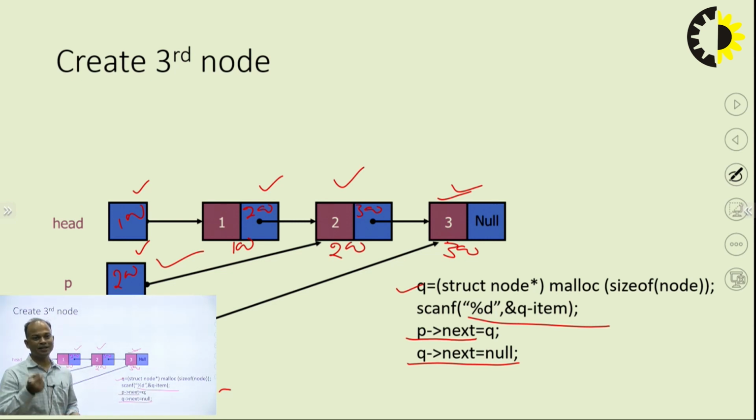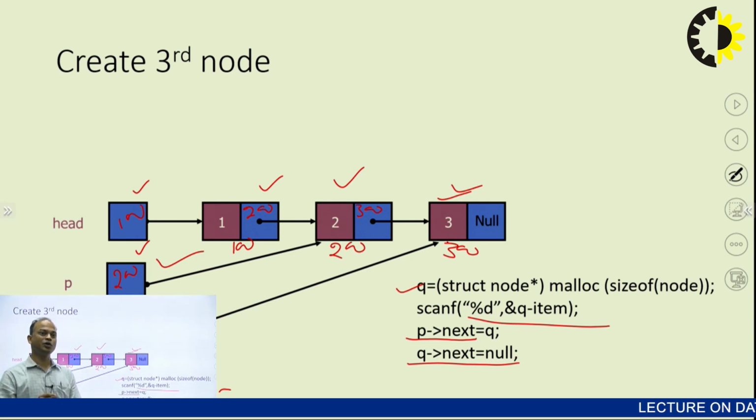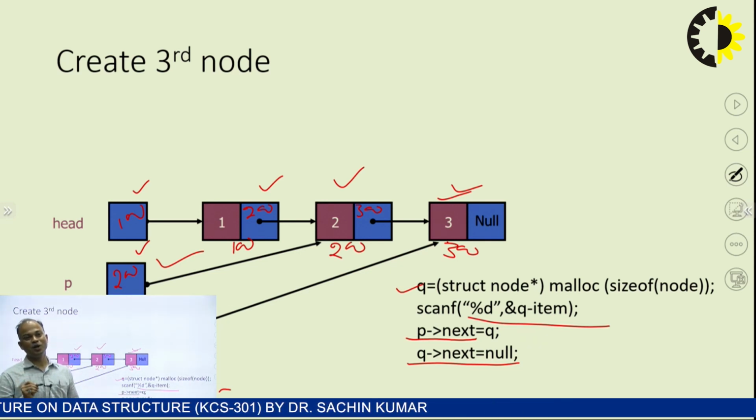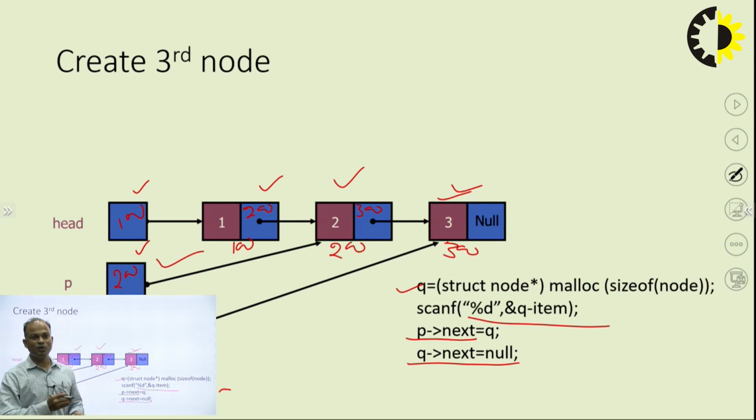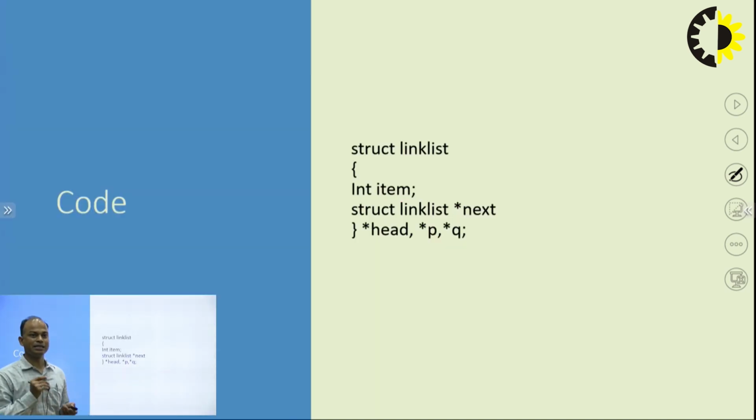So I have explained the concept node by node: how the first node is created, how the second node is created, how the first and second nodes are linked to each other, and how we can create the third node, and how the second node contains the address of the third node so that we can access the entire linked list. This is the detailed process of creation of the linked list.